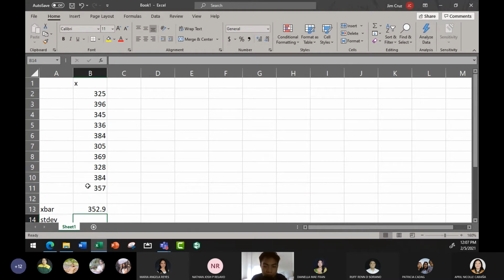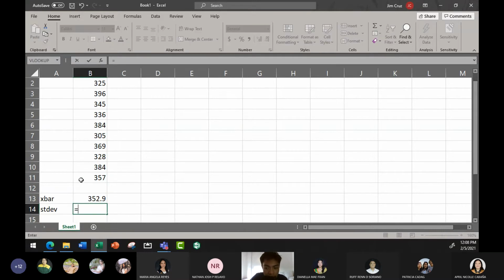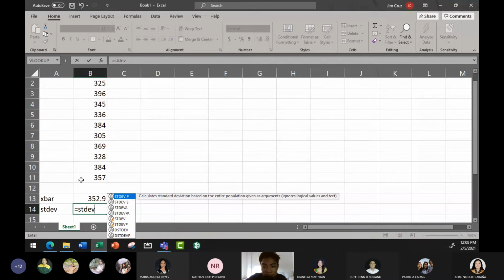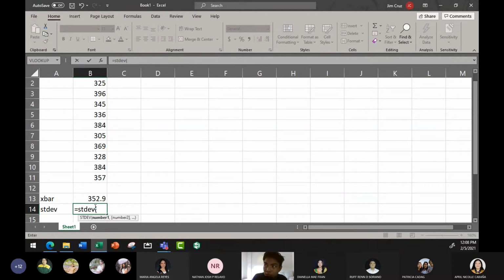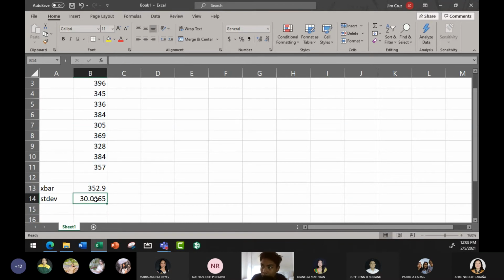Yan. To solve for the standard deviation naman, that is equal sign stdev. That's why I call standard deviation stdev kasi sa Excel, stdev tawag sa kanya. So, stdev lang. Huwag nyo napansinin yung mga eme dyan. Okay? So, just type stdev, then open parenthesis. Select your data set. Enter. 30.0165. Or kapag na-round off mo yan, 30.02. Yan din yung nakuha natin. Okay? So, ayan. So, that's X bar and stdev na something.